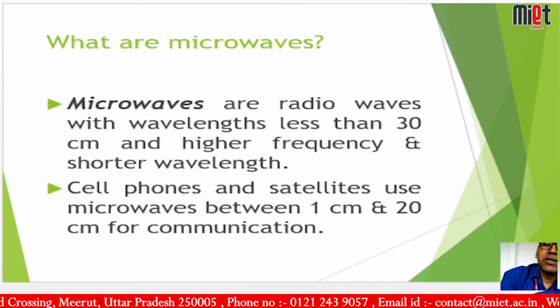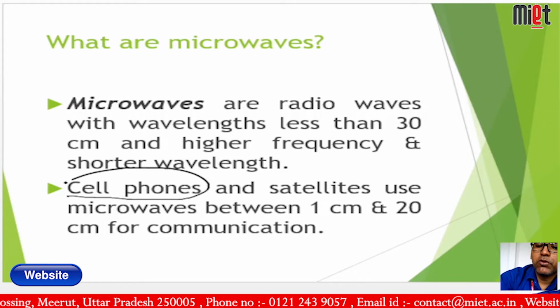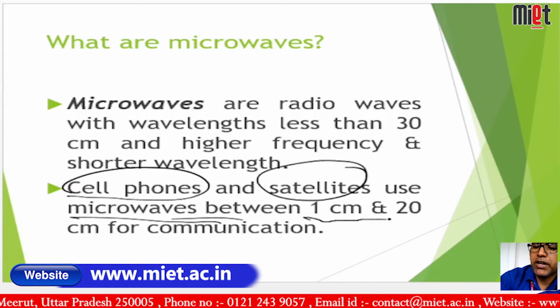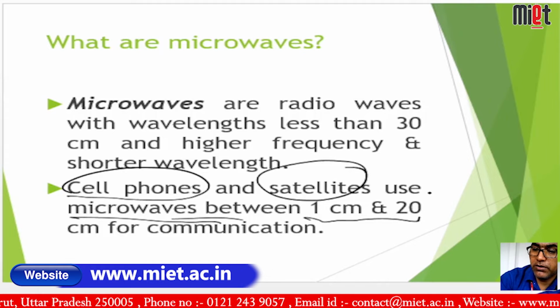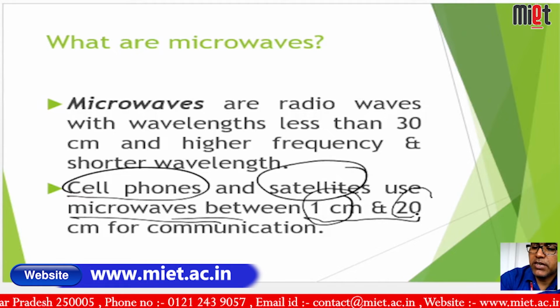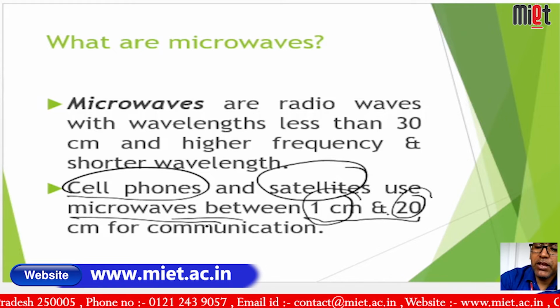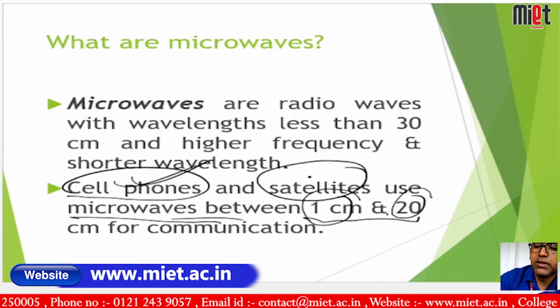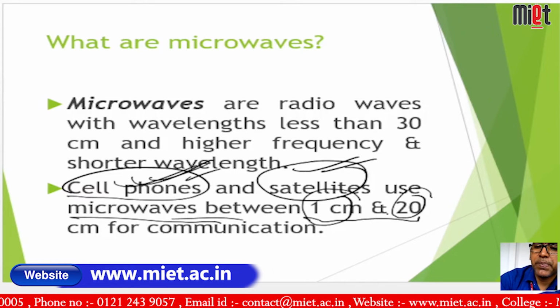Cell phones and satellites use microwaves between 1 centimeter and 20 centimeter. Means the radio frequency having wavelength between 1 centimeter and 20 centimeter will be used for communication in satellites and cell phones.